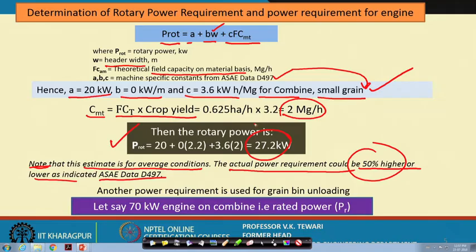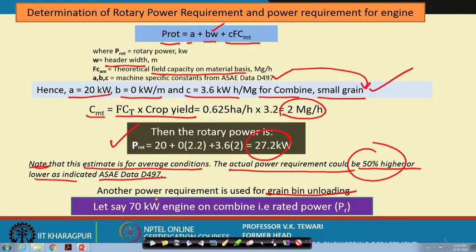Another power requirement is grain bin unloading. For unloading, as we will show in the table, you require certain power. So, considering the rotary power and the other exigencies, including the power for unloading of the grain bin, you will require another 30% of that. So, virtually you require a power which can be as high as about 70 kilowatt. This is what we have worked out on this basis.